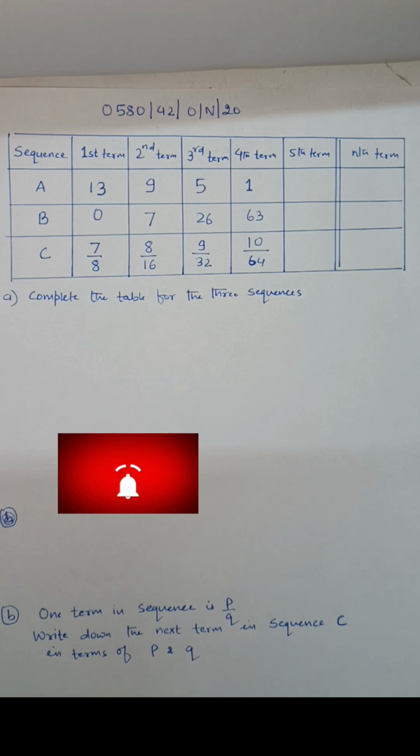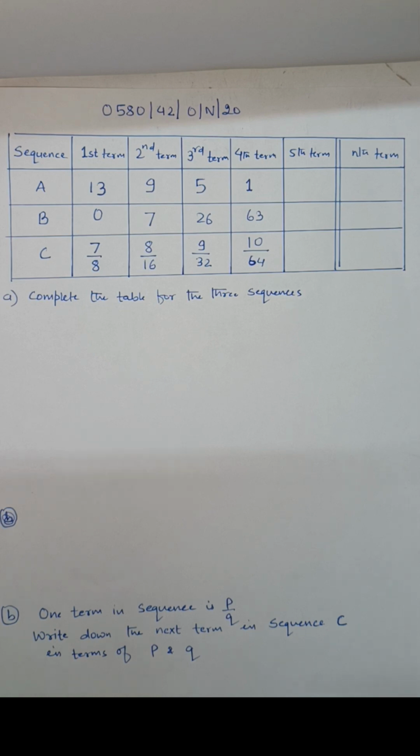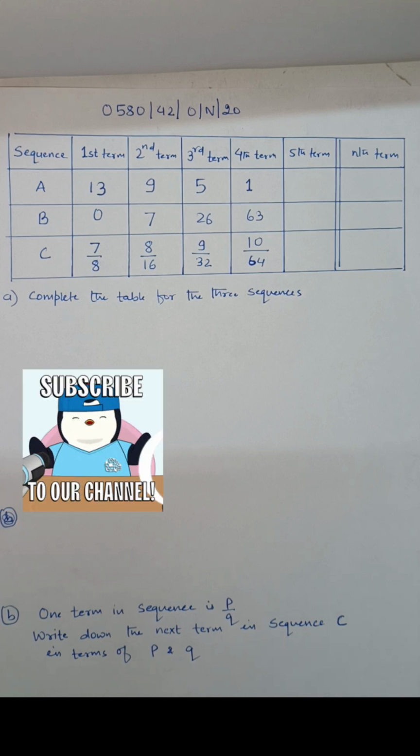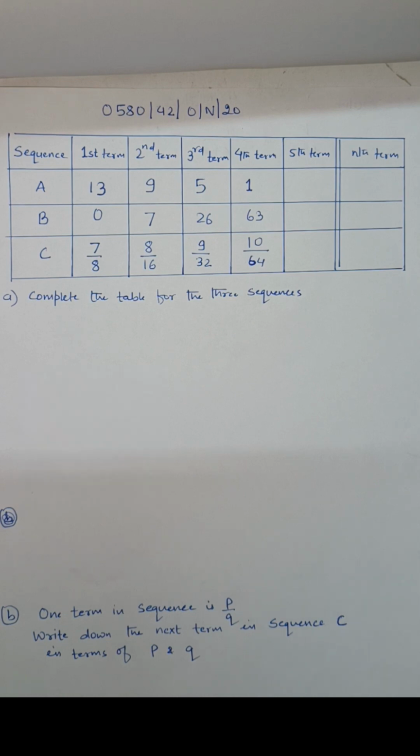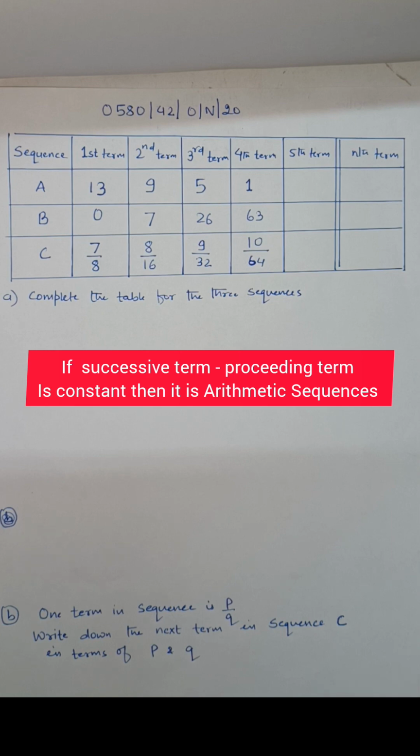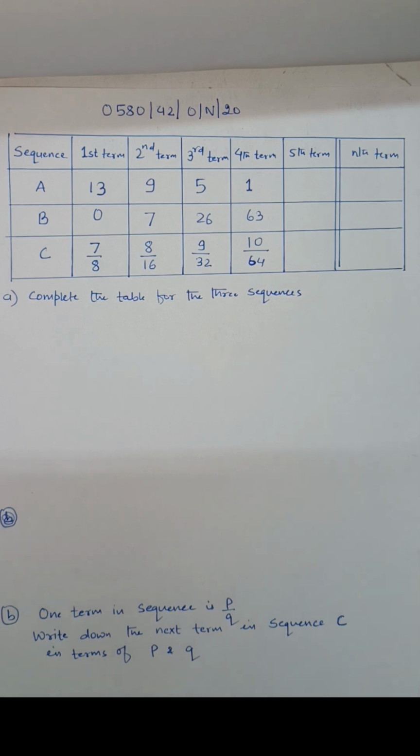The first question is the sequence 13, 9, 5, 1. If you see, the numbers are decreasing by 4. That means if I do the successive minus preceding, 9 minus 13 is going to be minus 4, 5 minus 9 is going to be minus 4, and 1 minus 5 is going to be minus 4. So that's why we can say this is a linear sequence or arithmetic sequence. Okay, so let's solve this question.